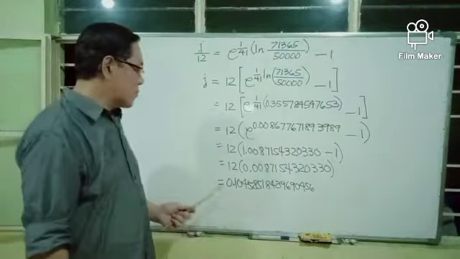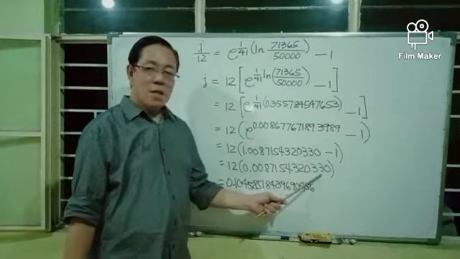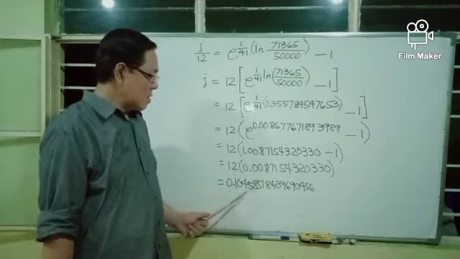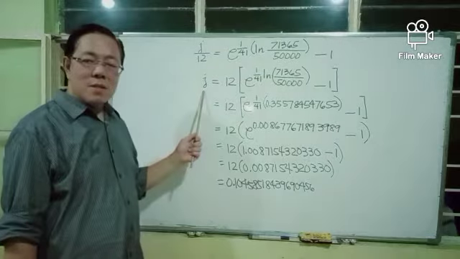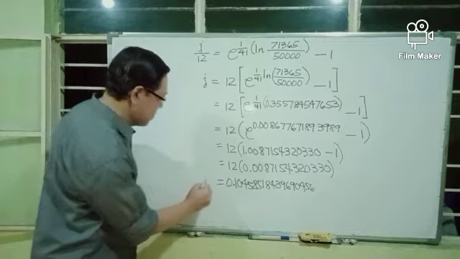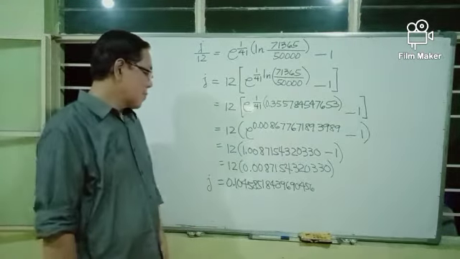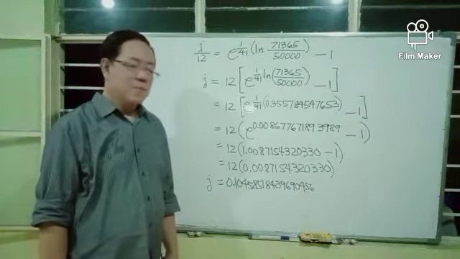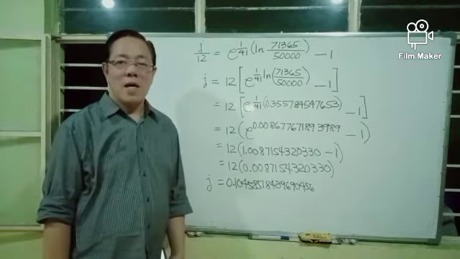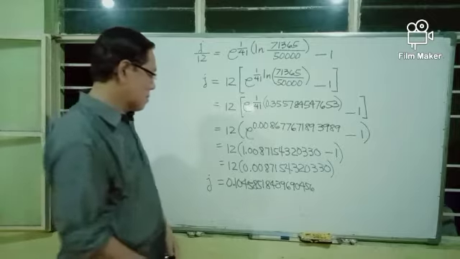The product of 12 times 0.00871 is equal to 0.104585. This is the interest rate compounded monthly in decimal number. And to convert that to percentage, we multiply this decimal number by 100%. And that's the time you will round it off to 2 decimal places.